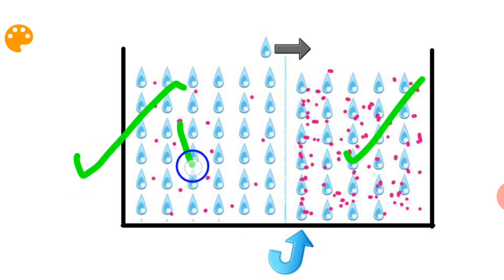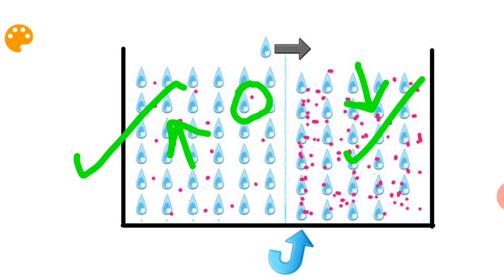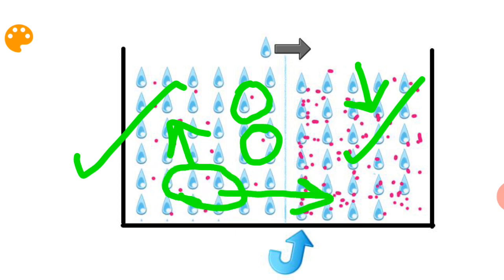In the first chamber, the concentration of water molecules is very high. In the second chamber, the water concentration is low. In the first chamber, these dotted solute molecules are very low. In the second chamber, the solute molecules are very high. Now just tell me, where will the osmosis occur? According to osmosis, the water movement will occur from lower concentration of solute towards higher concentration of solute.